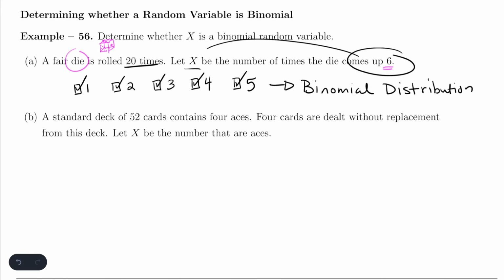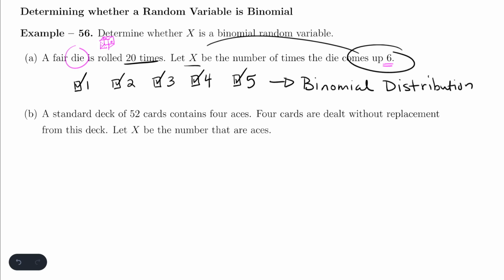So keeping that in mind, look at this next problem, B. A standard card deck of 52 cards contains 4 aces. 4 cards are dealt without replacement. Now what does this phrase, without replacement, mean? Without replacement means that once I deal a card from the deck, I don't put that card back.